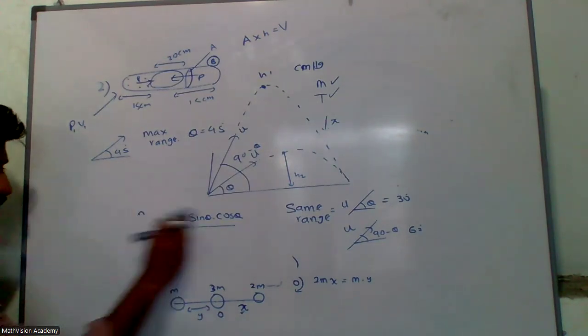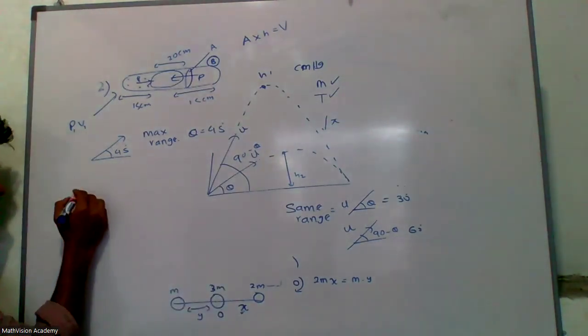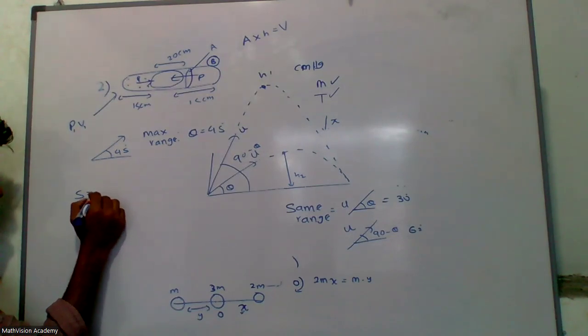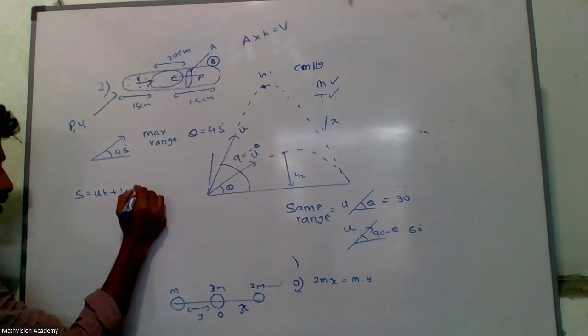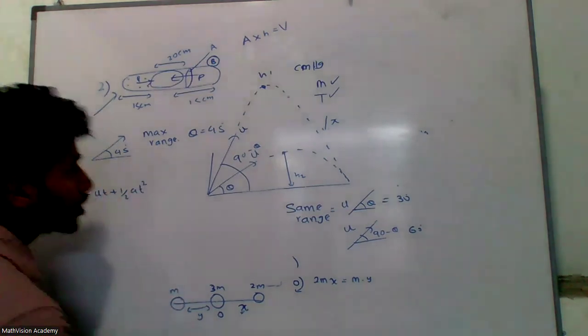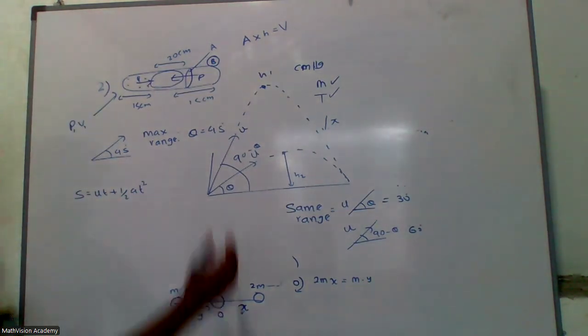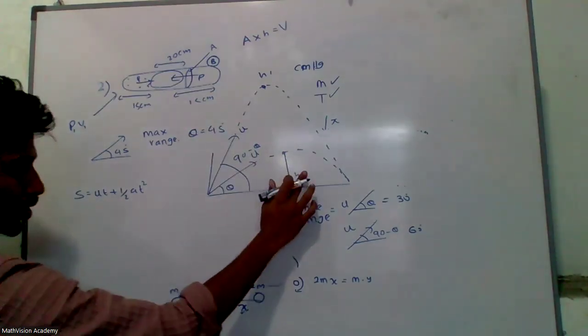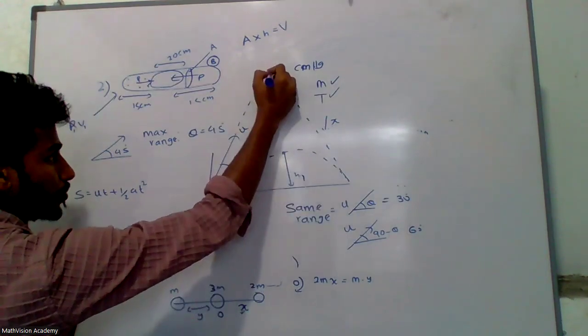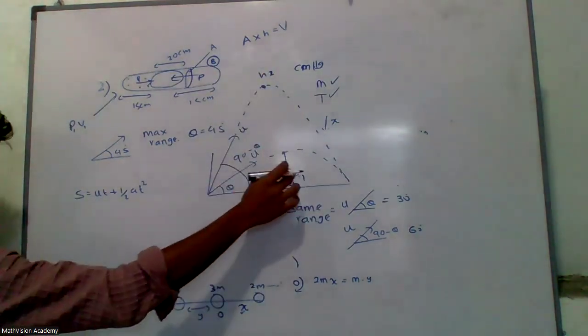Okay, let me just derive it. If I use s is equal to ut, and the time is going to be s is equal to ut plus half at squared. So the projectile is made with an angle, u sin theta for H2. Okay, let's take H1 and H2. The maximum height is H1.